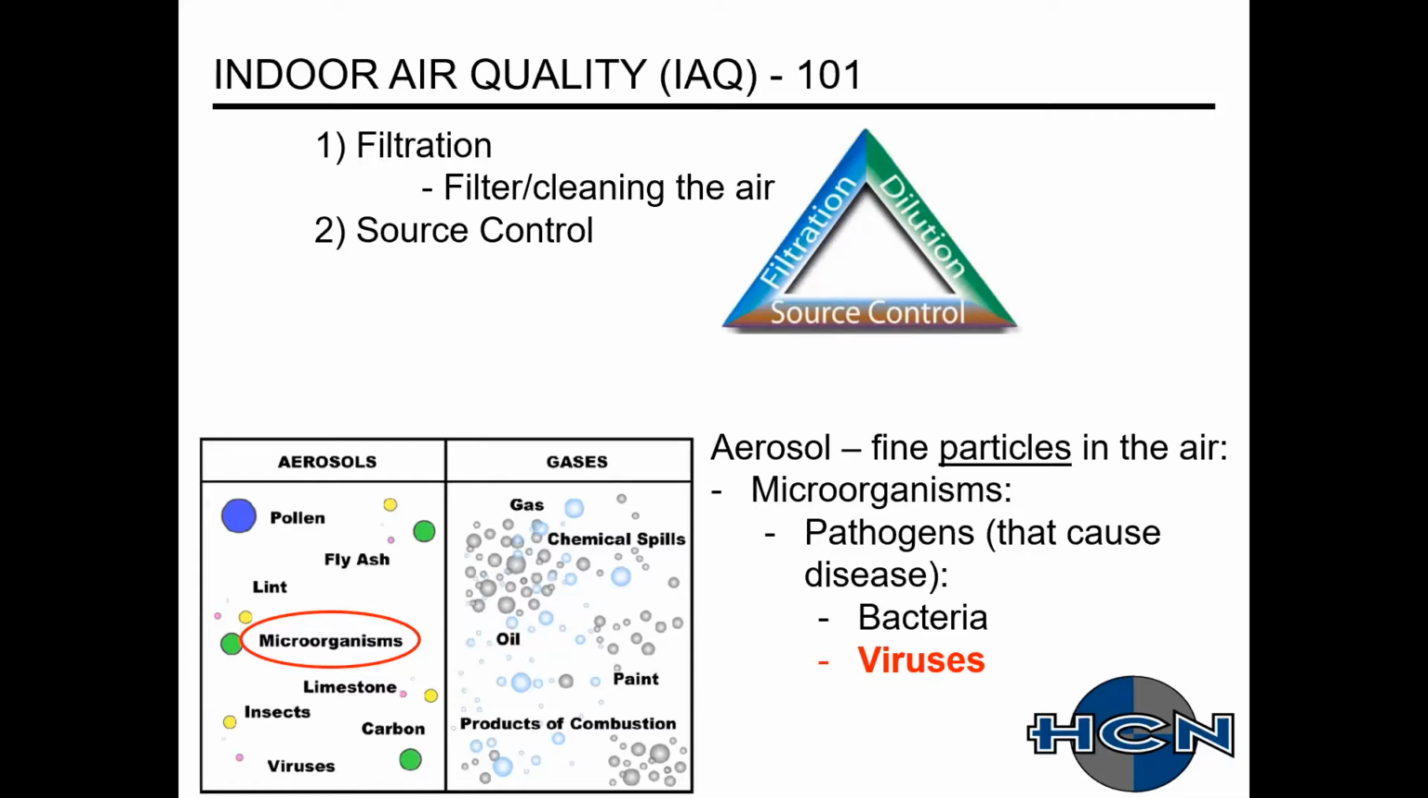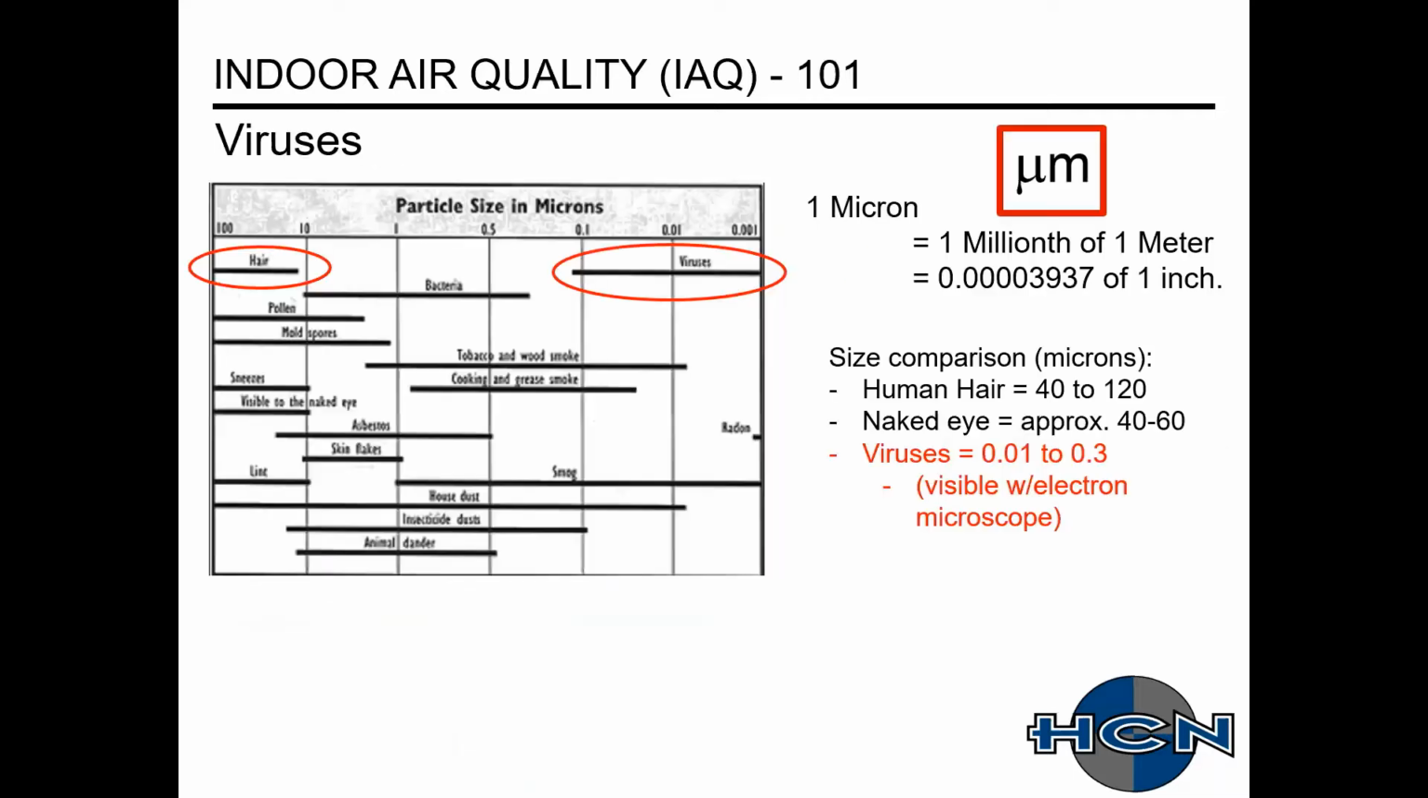All right, so what is in air is 2 broad categories of aerosols and gases. Under aerosols, we have pollen, viruses, microorganisms, dust, etc. So aerosols would be considered to be fine particles in the air. Part of those aerosols are microorganisms. What we're going to be focusing on or concerned about today are pathogens or items that do cause disease. And there's 2 types that we're going to look at: bacteria, and then obviously emphasize on viruses.